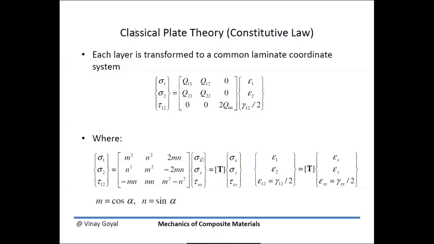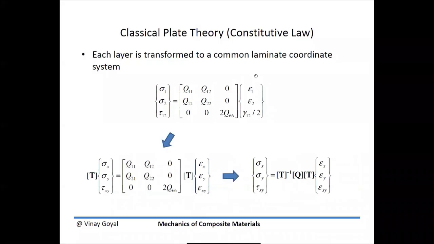I can then calculate, by multiplying by T, the stresses in the principal material orientations. And again, these M and N are cosine alpha and sine alpha. We're using M and N to simplify writing these matrices and make it less messy. So given these relationships, I can then transform this constitutive law and relate it to the global orientation system.